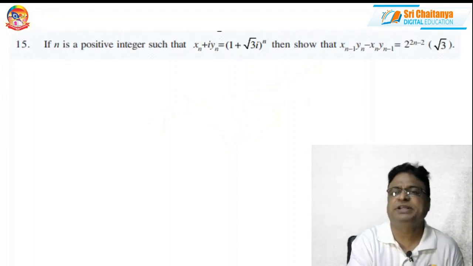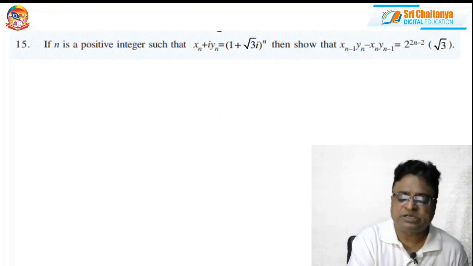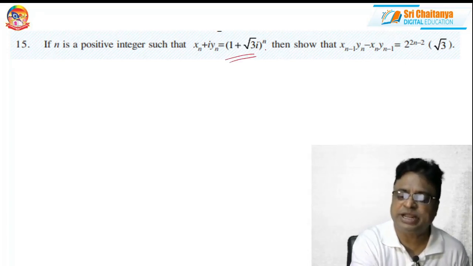Now coming to the 15th problem. Listen to this question properly. n is a positive integer such that xn plus i yn equal to (1 plus root 3 i) whole power n.